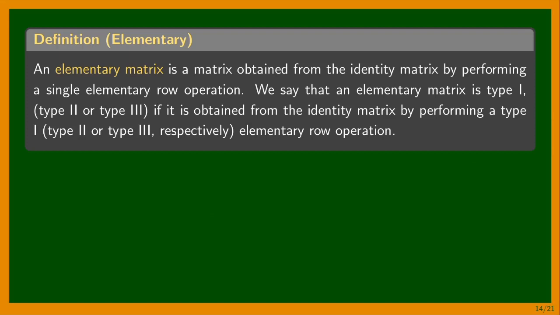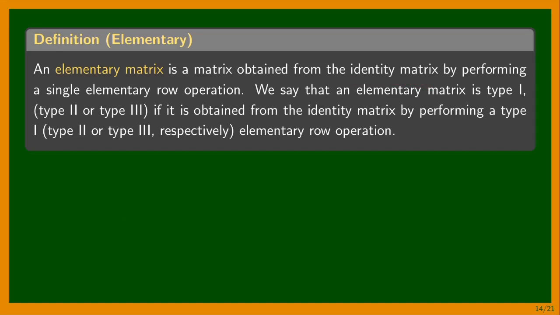Because there are three types of elementary row operations, as we can expect, there are also three types of elementary matrices. So let's read the definition. An elementary matrix is just a matrix which is obtained from the identity matrix by performing a single elementary row operation. So first, we begin with the identity matrix, apply any row operation for that matter. So you have plenty of options, right?